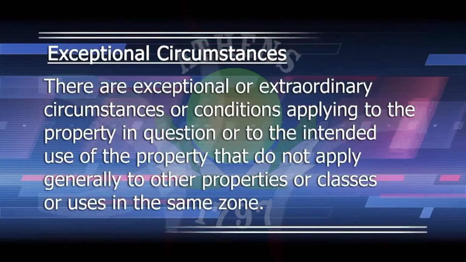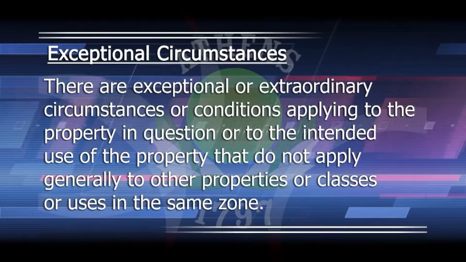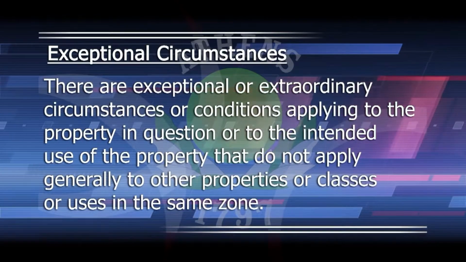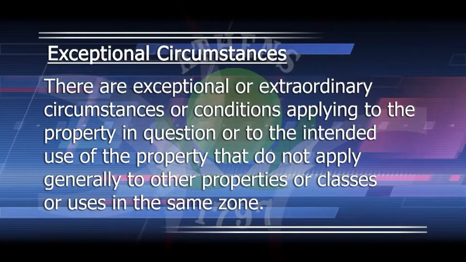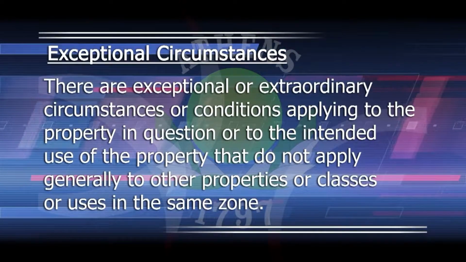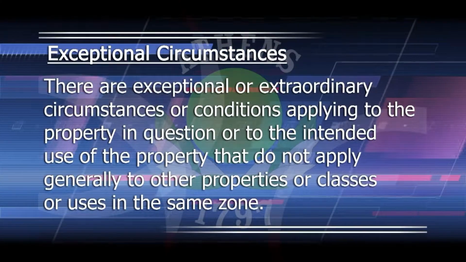According to Athens City Code, Section 23.07.10c, variances from the code shall not be granted unless the board makes specific findings of fact, based directly on the particular evidence presented to it, that the standards and conditions imposed in this title, if applicable, have been met by the applicant. Exceptional circumstances. There are exceptional or extraordinary circumstances or conditions applying to the property in question or to the intended use of the property that do not apply generally to other properties or classes or uses in the same zone.